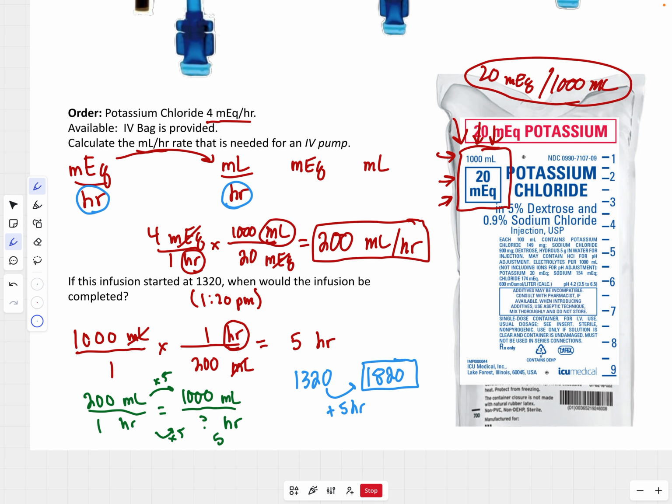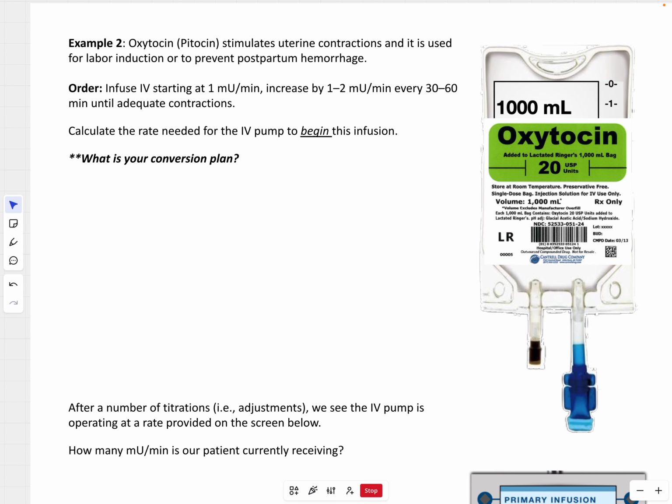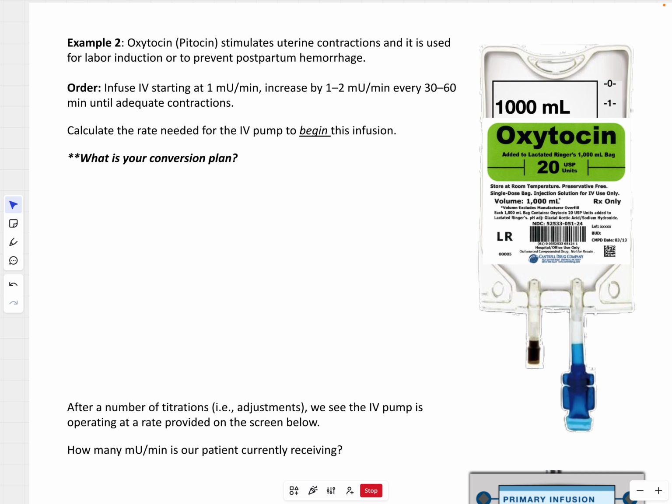We're going to go over one more example using a new unit, oxytocin. So there's one example here, but there's two parts. So oxytocin or pitocin stimulates uterine contractions. It's used to induce labor and to prevent postpartum hemorrhage.